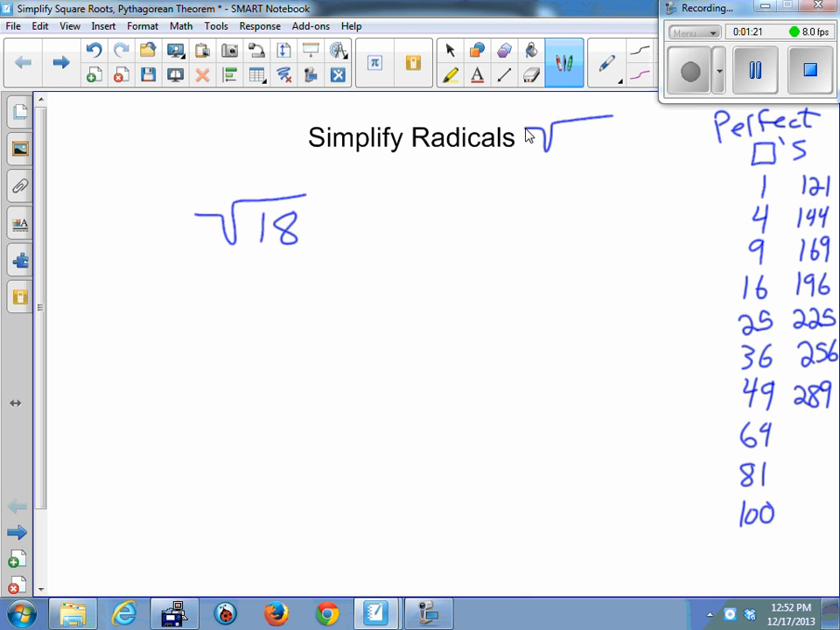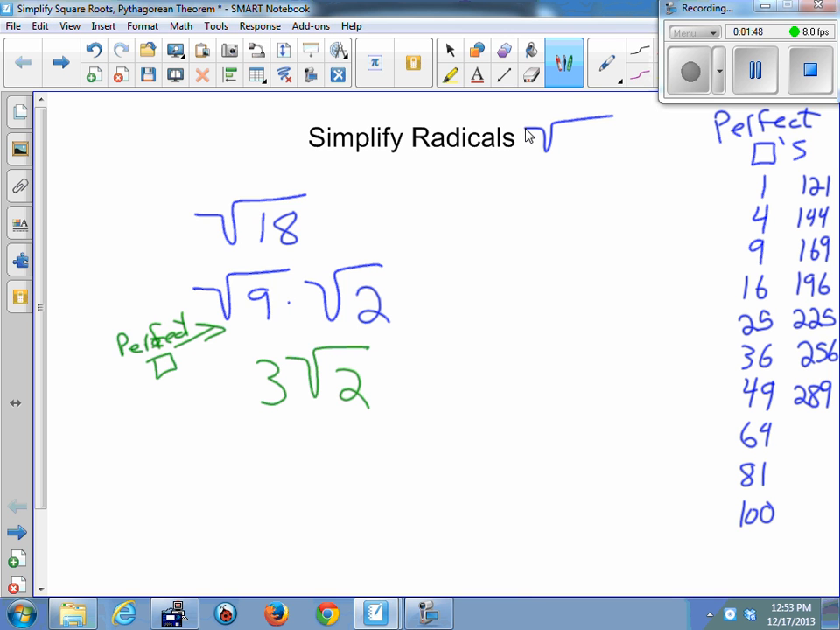You want to make sure you start with the largest one. So the square root of 18 is the square root of 9 times the square root of 2. That is very important. The perfect square goes here. That way when we simplify, the square root of 9 is just 3, and we're left with 3 times the square root of 2.